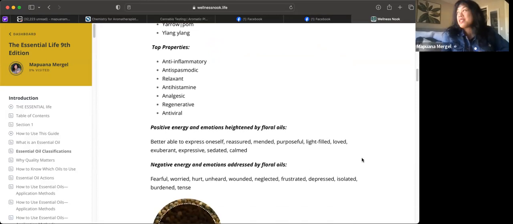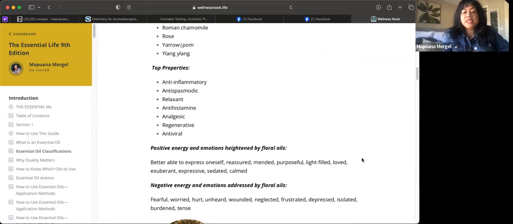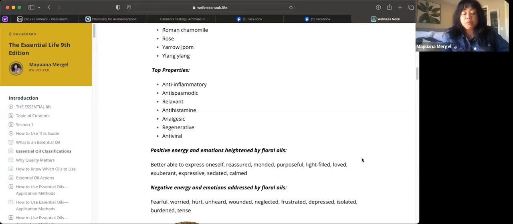So here are some of the top properties for floral oils. They can be considered anti-inflammatory. Some of them are considered anti-spasmodic. They're relaxant, antihistamine. Lavender, right, has antihistamine properties, analgesic, regenerative, and antiviral.